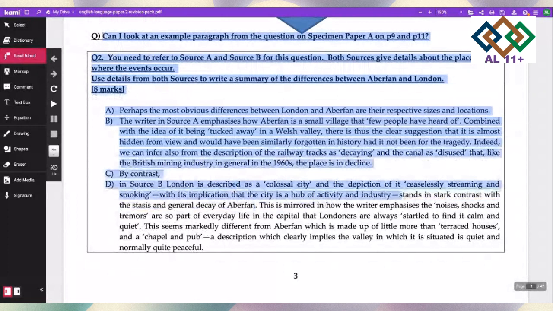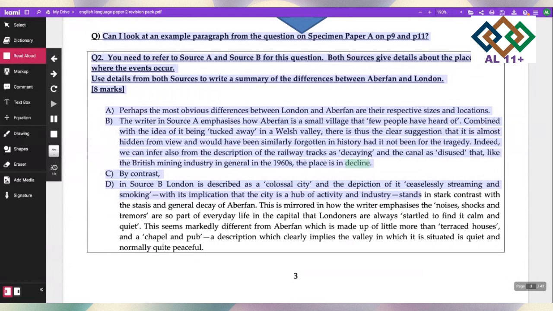Perhaps the most obvious differences between London and Aberfan are their respective sizes and locations. The writer in source A emphasizes how Aberfan is a small village that few people have heard of, combined with the idea of it being tucked away in a Welsh valley. There is thus the clear suggestion that it is almost hidden from view and would have been similarly forgotten in history had it not been for the tragedy. Indeed, we can infer also from the description of the railway tracks as decaying and the canal as disused that, like the British mining industry in general in the 1960s, the place is in decline.